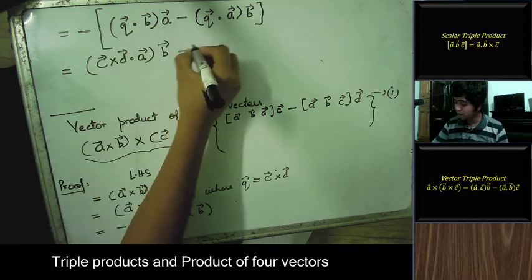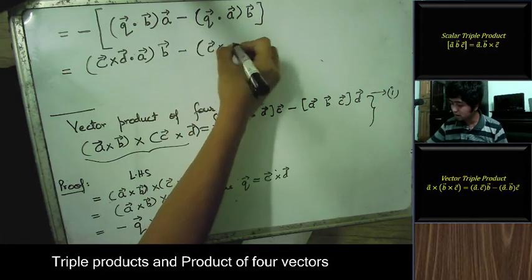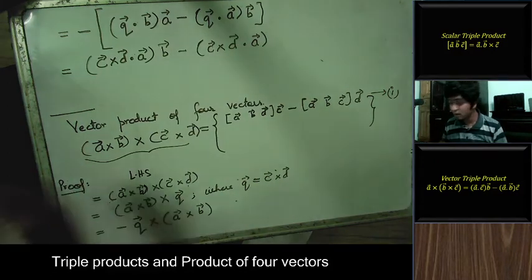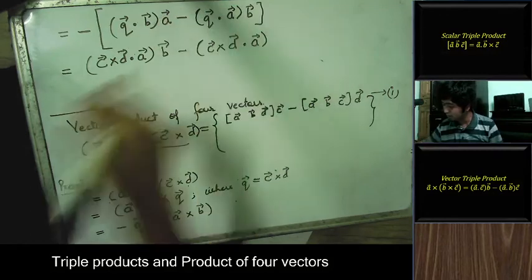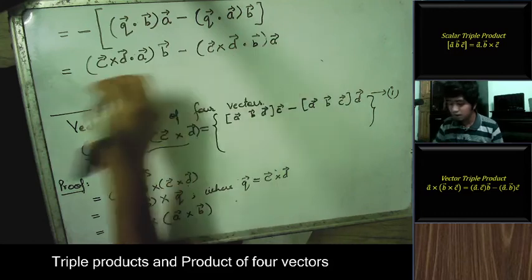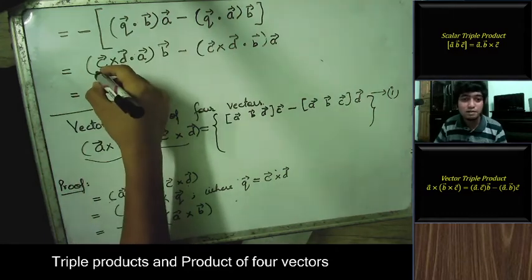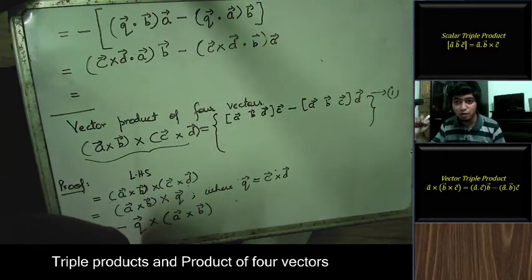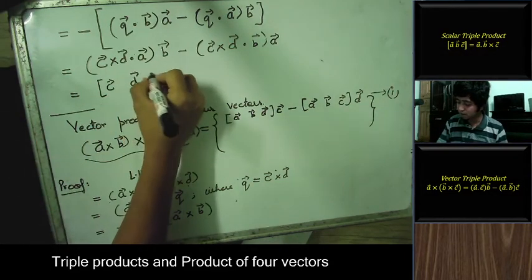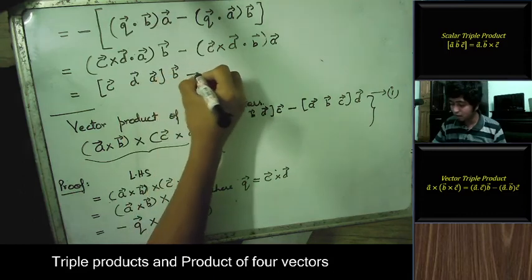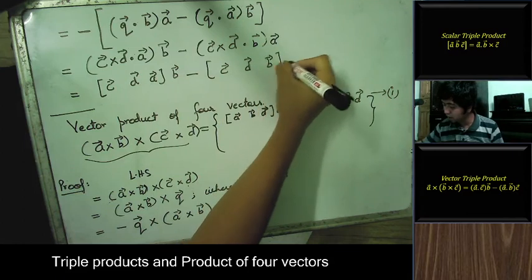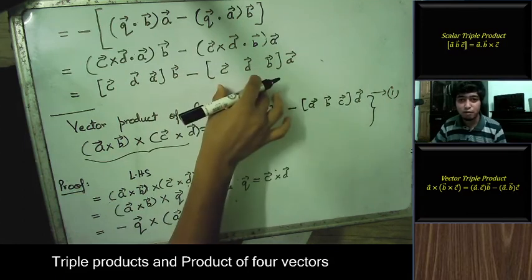B minus C cross D dot A dot B A. So this is what we will be having. Again, you notice that this one is a scalar triple product. So you can write this one as a box CDA B minus CDB. So this is the second formula.